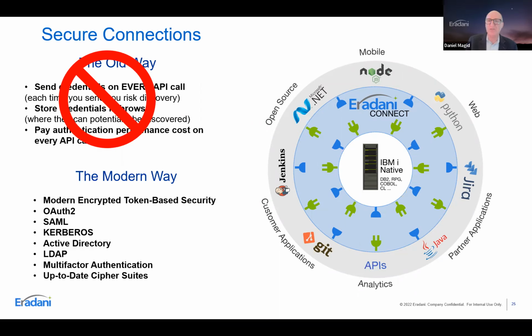Maybe it's an email address and a password. You send that in, you get an encrypted token back, and from then on, all the communication is done with encrypted tokens. You're not sending user IDs and passwords back. And by the way, support for all of these things is built into our Eradani Connect system. So when you generate an API with Eradani Connect, you can have it automatically generate the code for things like OAuth, if you want to do third-party authorization, or single sign-on things like Active Directory or Kerberos or SAML. So you don't have to write the code to do those things.